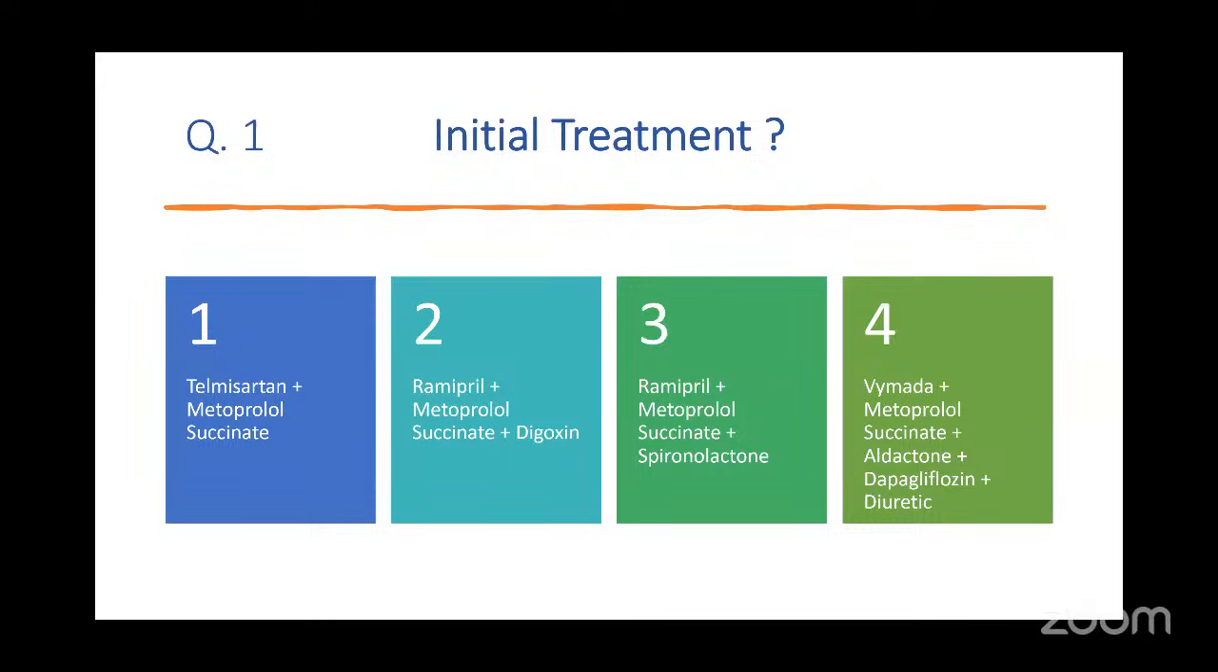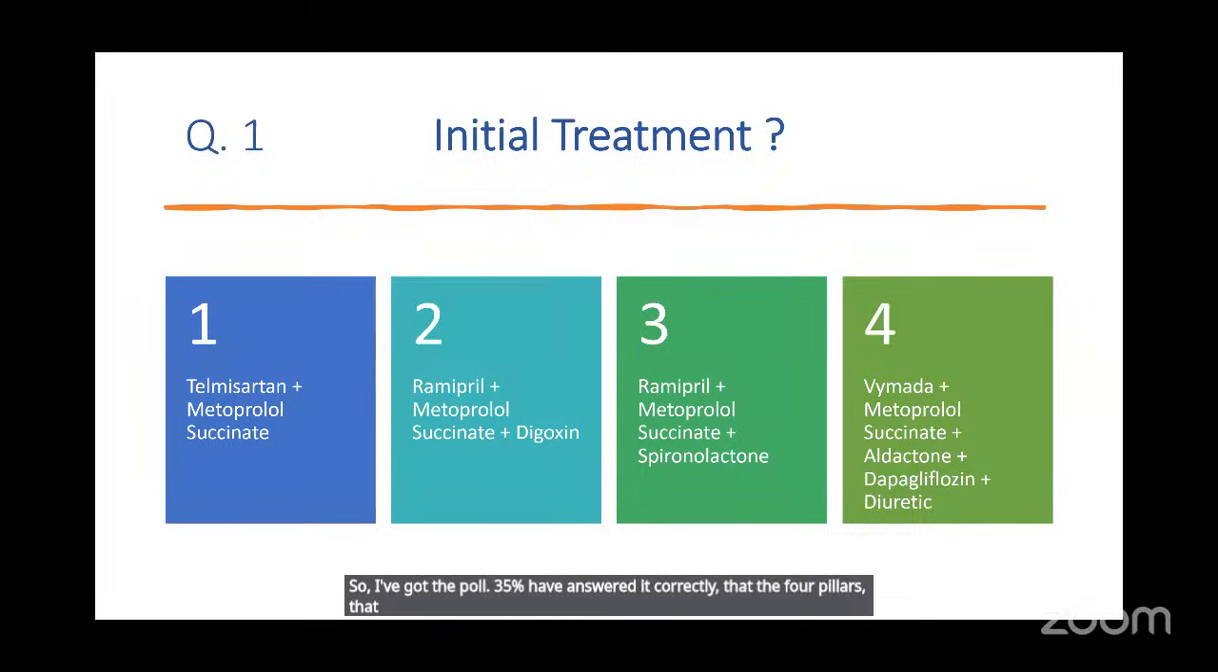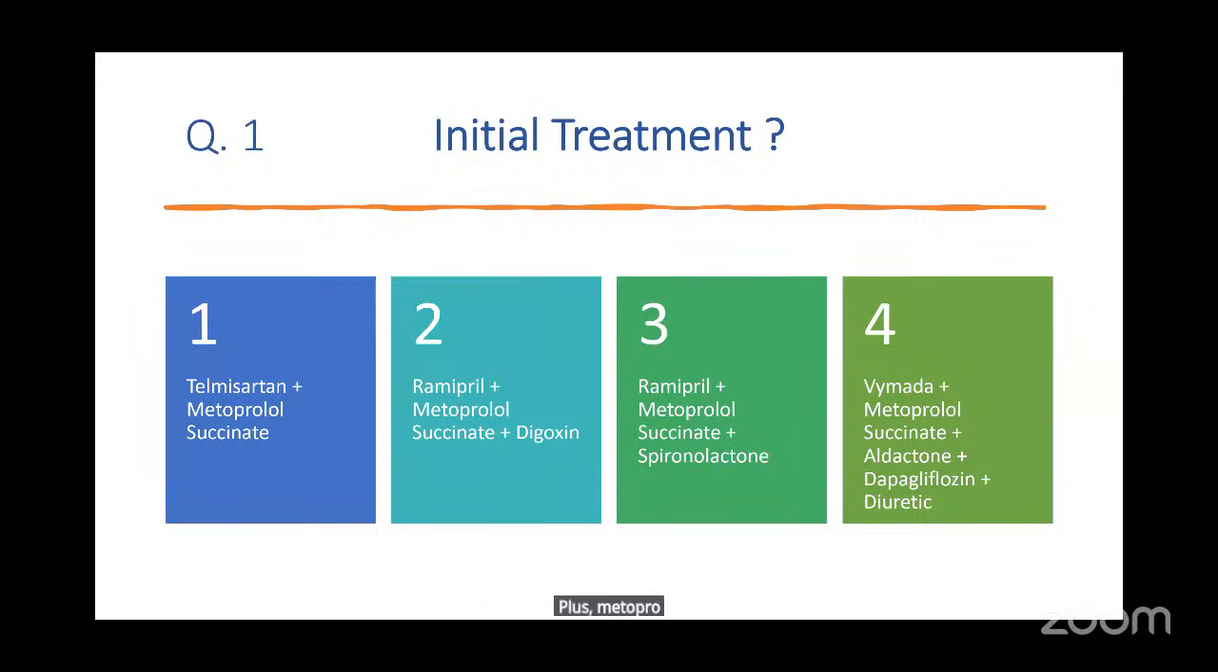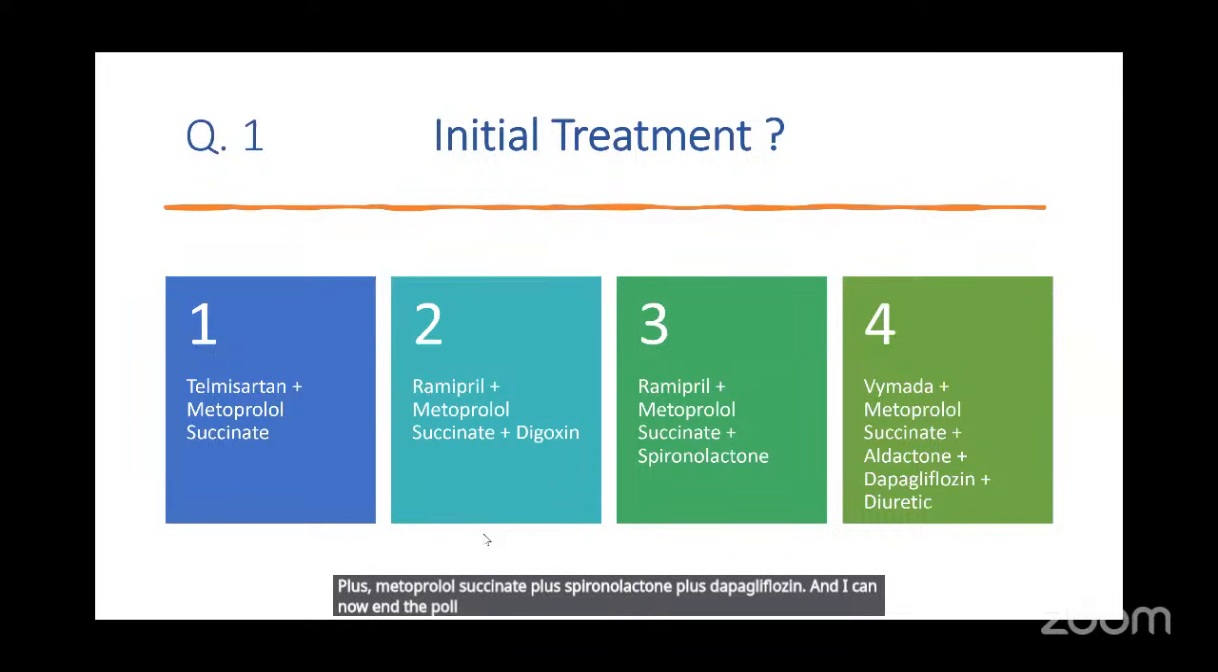So I've got the poll. 35% have answered it correctly, that the four pillars, that is Vimada plus metoprolol succinate plus spironolactone plus dapagliflozin. And I can now end the poll. Most of you, 48%, have finally answered the right answer. That is option D, Vimada plus metoprolol plus spironolactone and dapagliflozin. So I'm glad that most of us are on the same page.